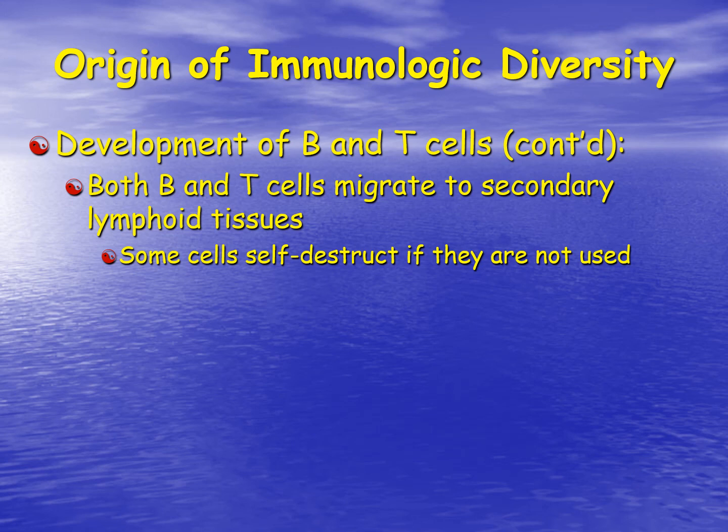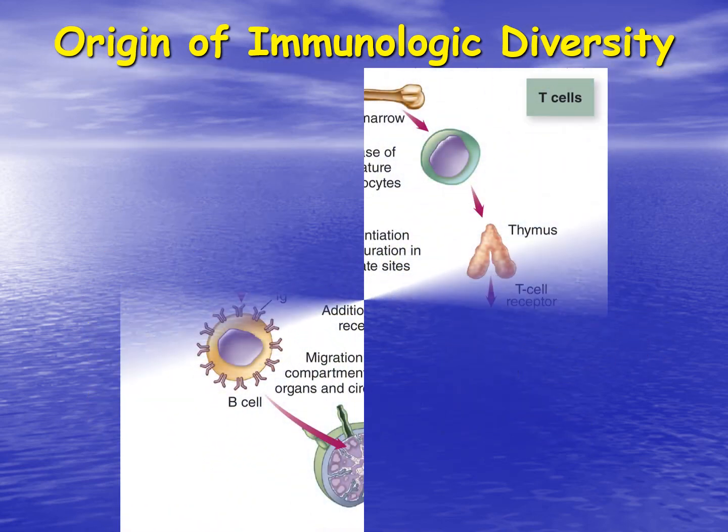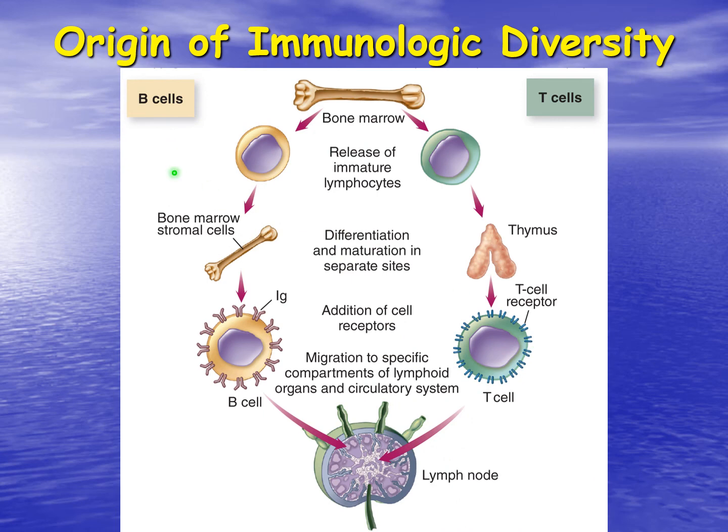Sorry, I went the wrong way. So this just shows, again, both B and T cells made in the bone marrow, but the B cells will mature in the bone marrow, T cells will go to the thymus gland. They receive their specialized receptors, and then both will migrate out into the circulation and to secondary lymphoid tissues.